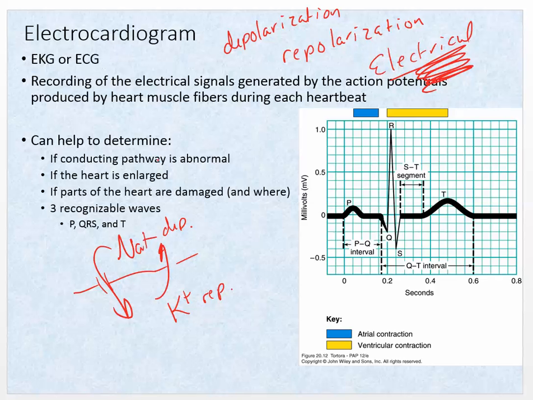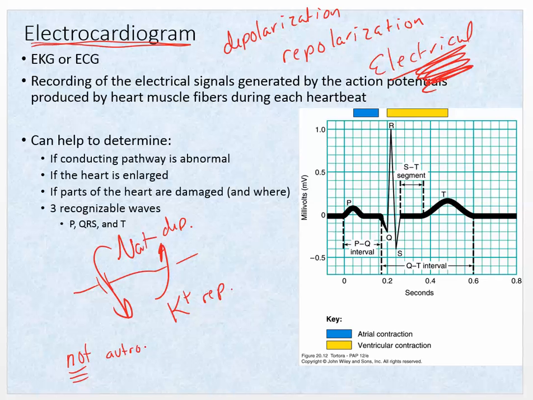Okay, so we have a way to measure that, and we can actually just put little electrodes on the surface of the body, and we can pick up on these electrical changes, and that's what an EKG does. It's measuring the depolarization and repolarization of all of the myocardia. Not, you can see it, not the autorhythmic cells.